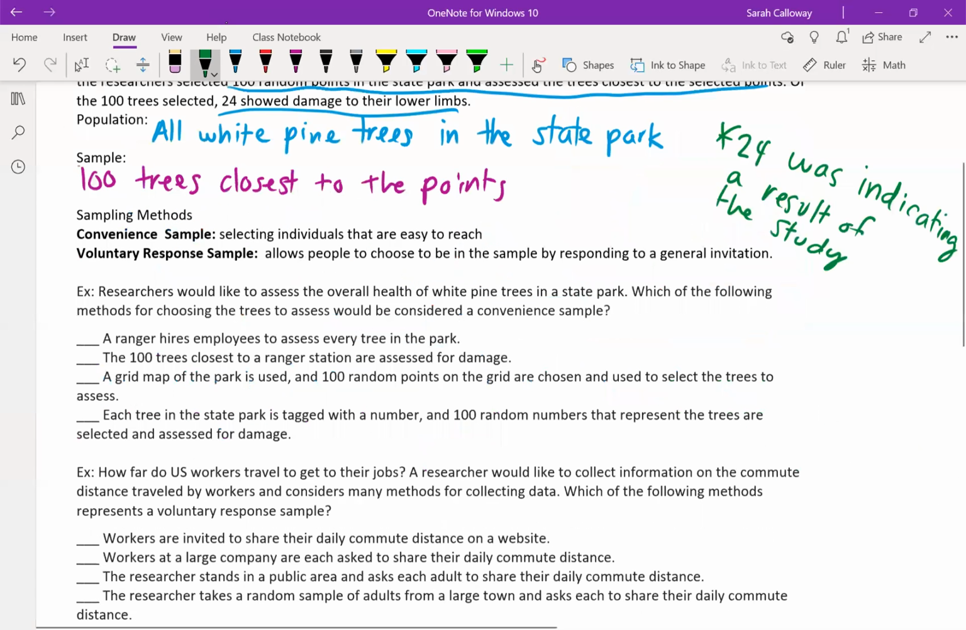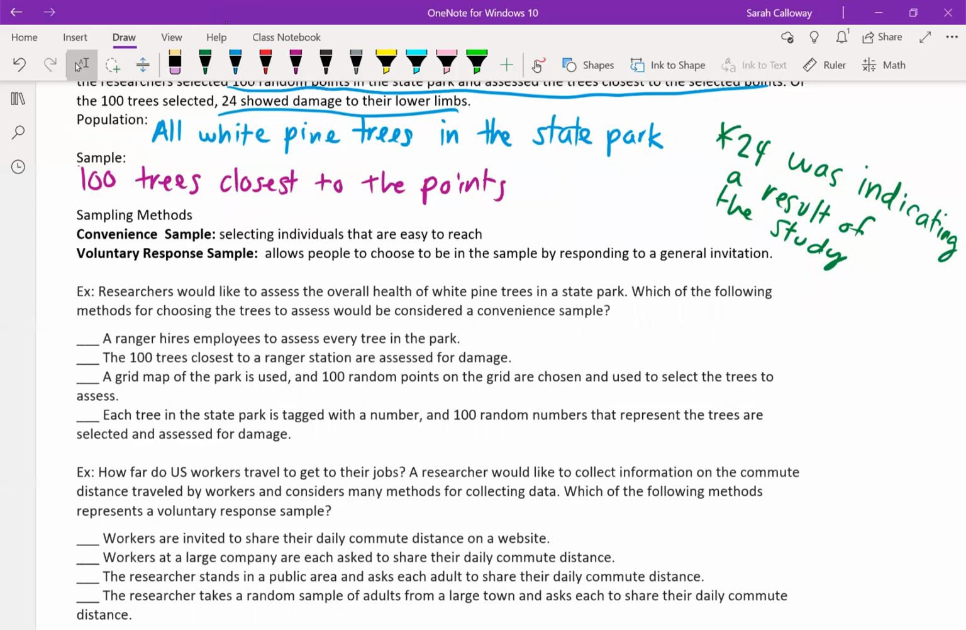Into that, they start to talk about two different sampling methods. We're talking about many different sampling methods in this unit. This is just the first two. These are also the most biased sampling methods. So they gave us convenient sampling. Convenient sampling is when you select individuals that are easy to reach.